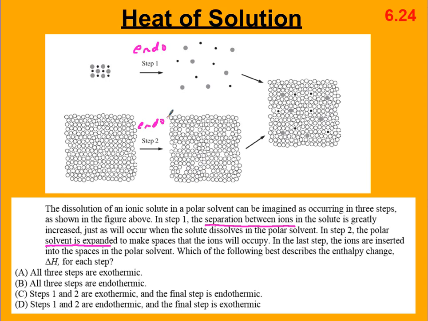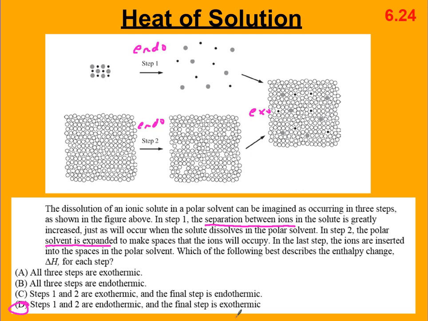And then step 3, the particles are attracting and they're going together, so we're forming attractions. So that would be exothermic. So if you said D, steps 1 and 2 are endo and the last step is exo, you are correct.